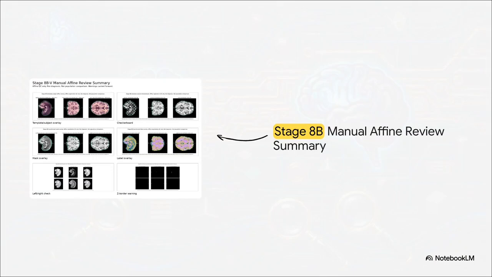Okay, let's put on our QC inspector hats for a second. We can see exactly how Stage 8B achieved conditional acceptance. Take a look at the top right, those checkerboard patterns. That is a classic visual check to see how well the subject's brain aligns with the standardized template. By weaving them together in a checkerboard, reviewers can spot misalignments instantly. They also review mask overlays and left/right orientation checks. This rigorous visual manual review is exactly what allows the data to successfully pass through the Stage 8B gate.